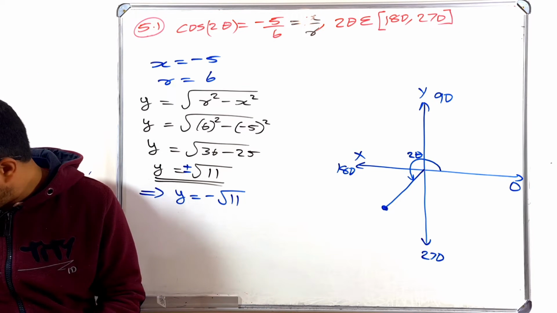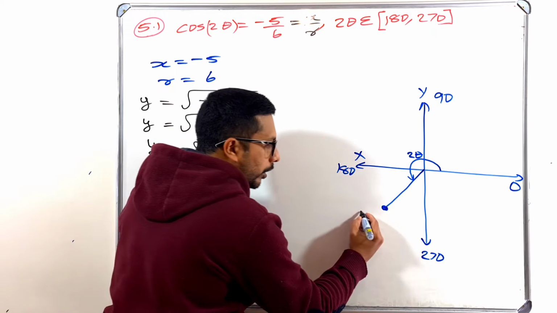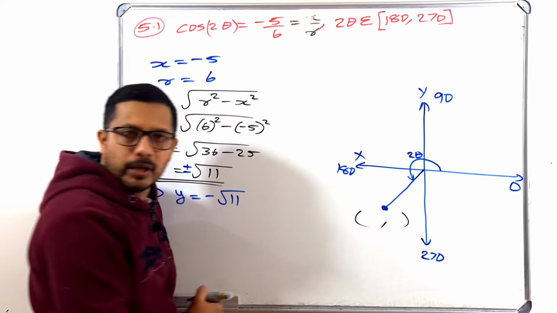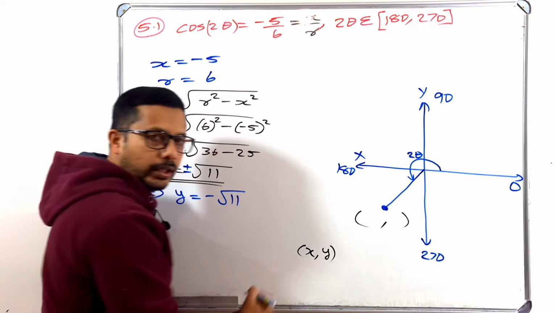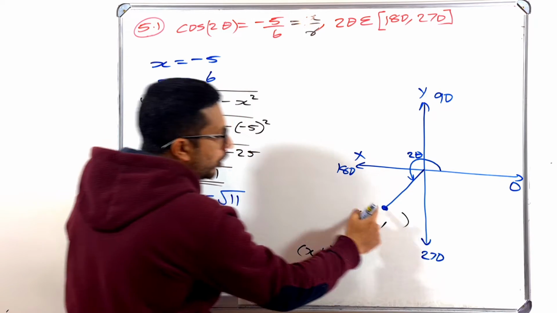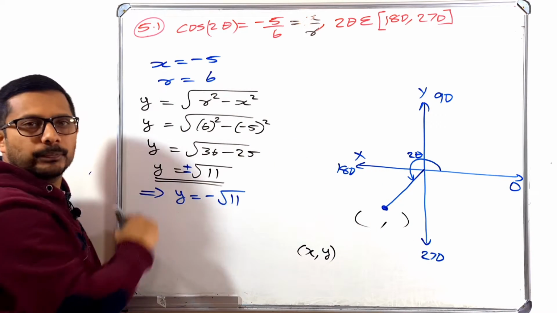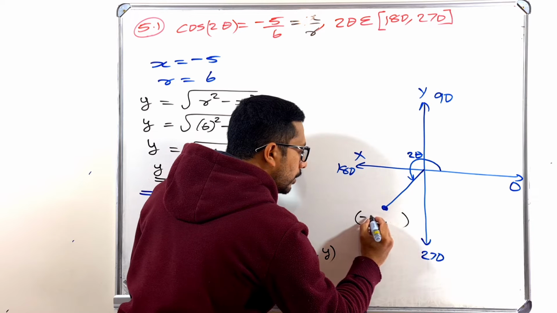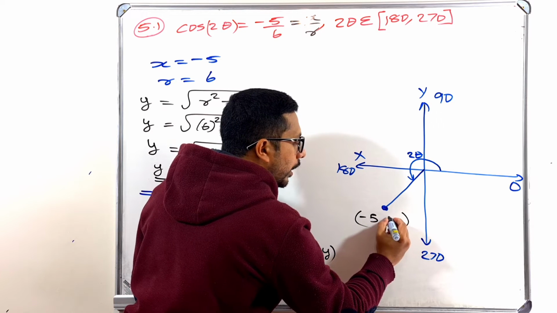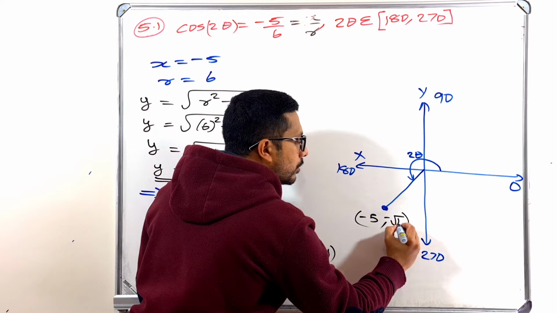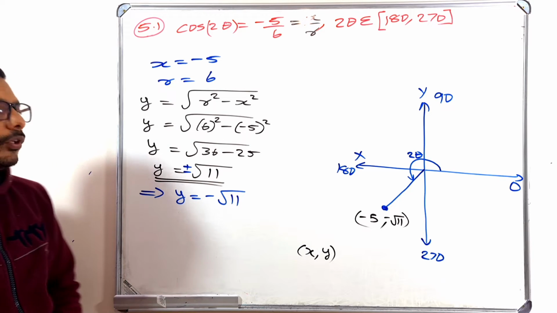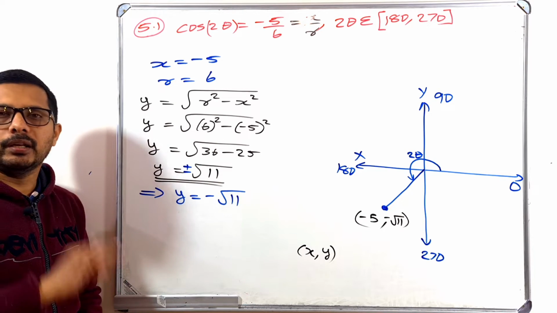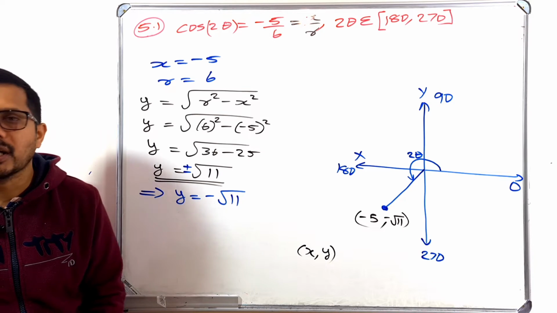Now normally we represent a point with the x and y values, x comma y, like this. So at this point, what is the x value we got? Minus 5. The x value is minus 5 and the y value we got as minus root 11. Now we have the x value, y value and r. Now let's see what is the first question.